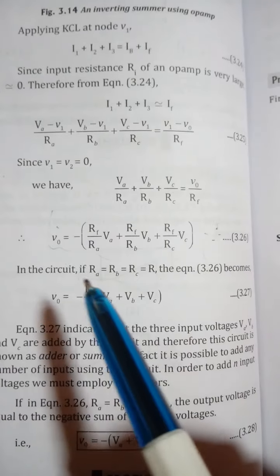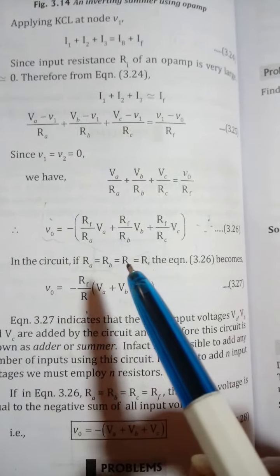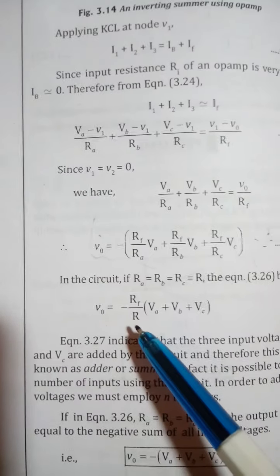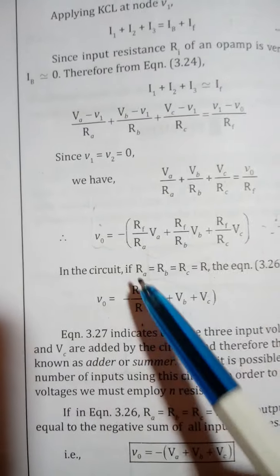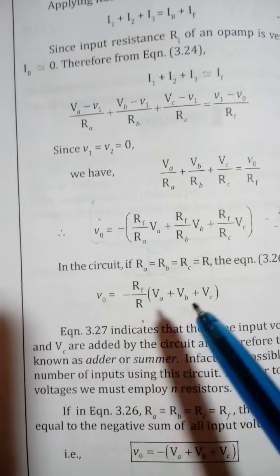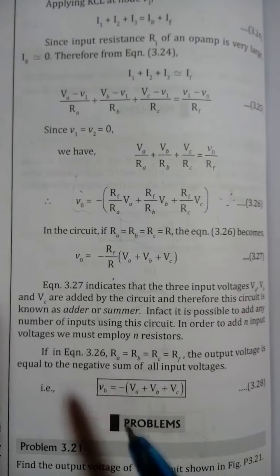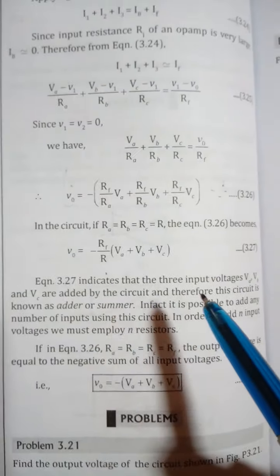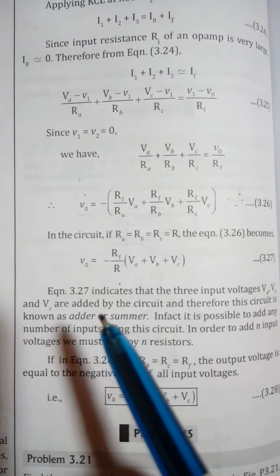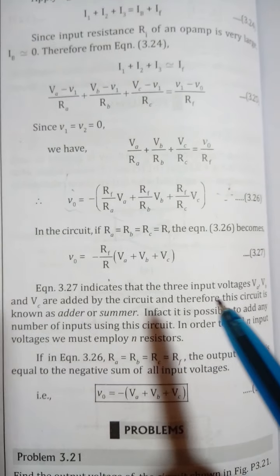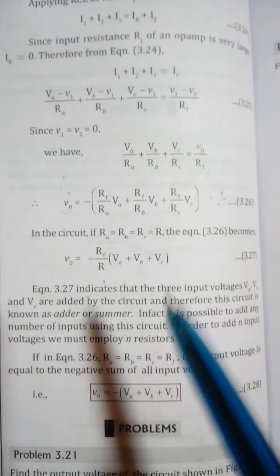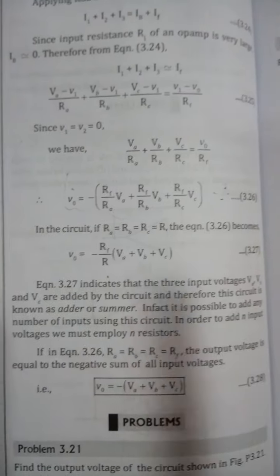If RA equal to RB equal to RC is equal to R, if you treat all three resistances as R, what happens? V0 becomes equal to minus RF by R, since all these three become common, into VA plus VB plus VC. So the above equation indicates that the three input voltages VA, VB and VC are added by the circuit, and therefore the circuit is known as an adder or summer. It will add all the voltages and give the output.